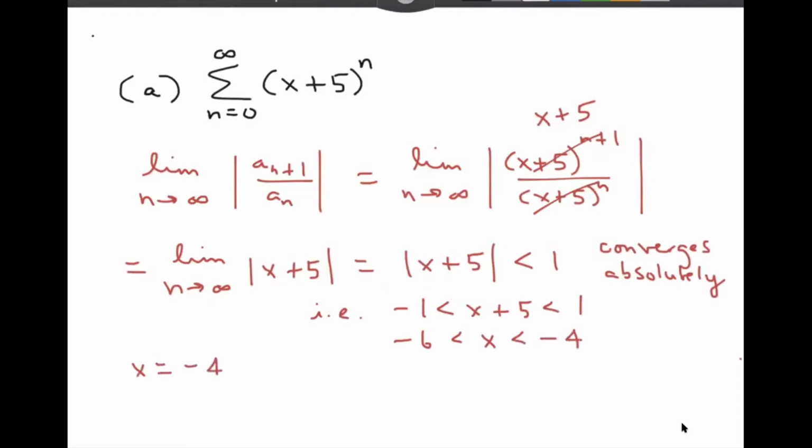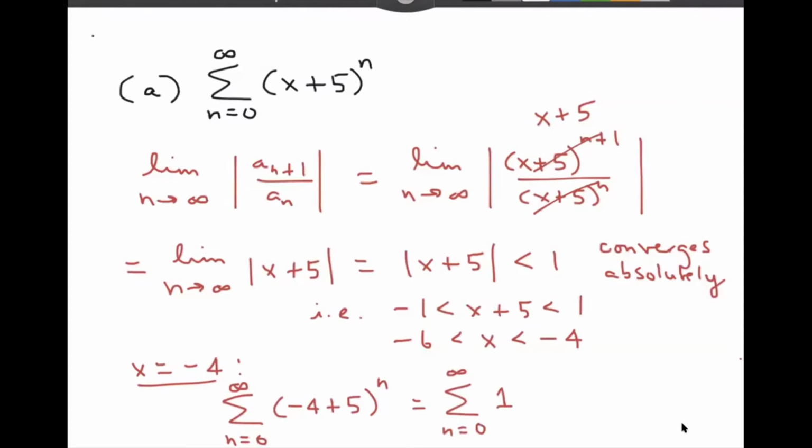When x is -4, this series becomes the sum n going from 0 to infinity of (-4 + 5) to the power n, which is just 1 to the n, which is just a series of ones. So does a series of ones converge or diverge? Well, it diverges by the nth term test, for example.